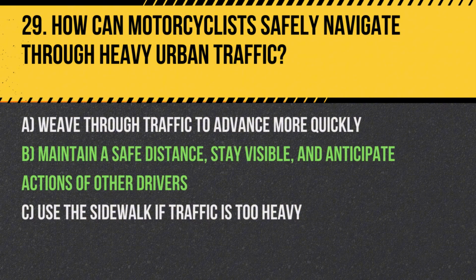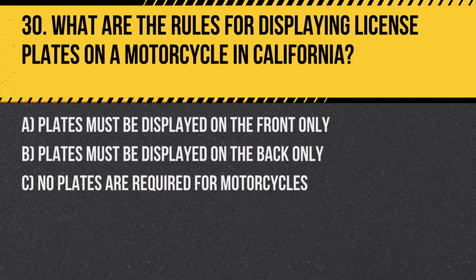Answer B. Maintain a safe distance, stay visible, and anticipate actions of other drivers. This approach reduces the risk of accidents in dense traffic. Question 30. What are the rules for displaying license plates on a motorcycle in California?